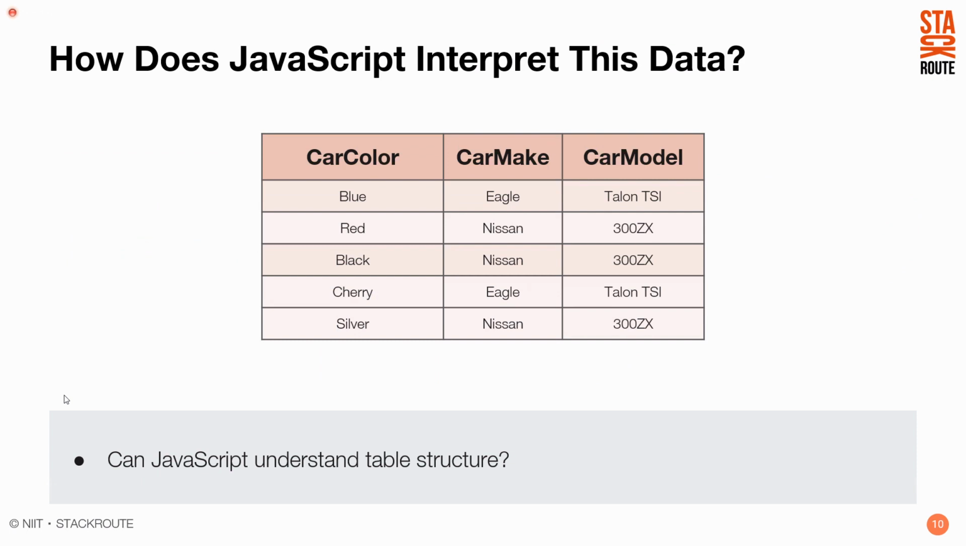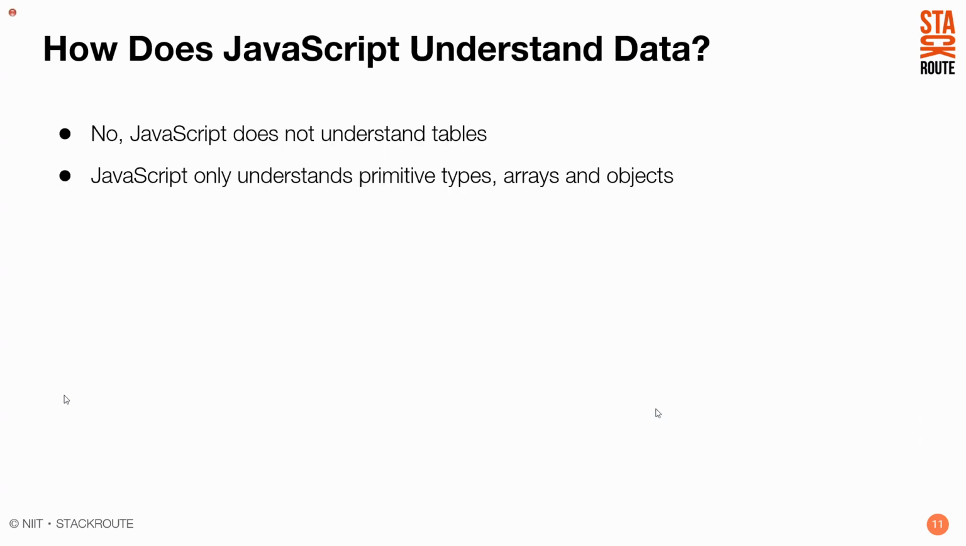So how does JavaScript interpret the data? Let's assume I have this data in Excel format or MySQL format or any table format. Can JavaScript understand table structure? No, ma'am. JavaScript will not understand a table because JavaScript does not have this data type. It supports only arrays and objects. So you need to convert. JavaScript will understand only its respective types.